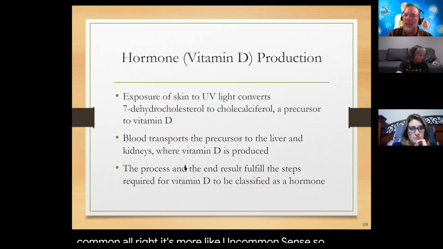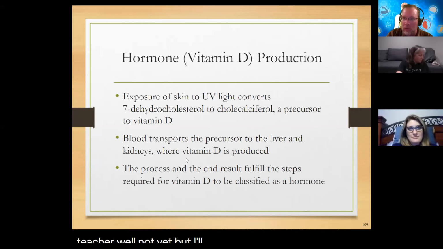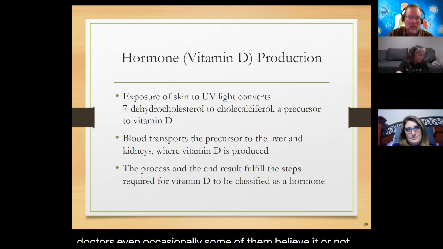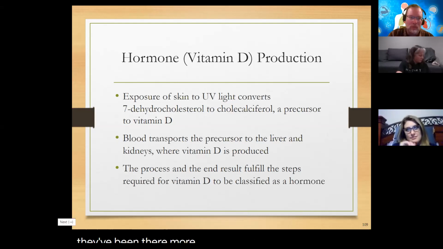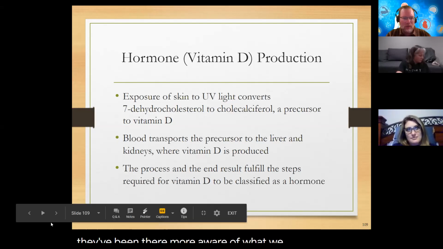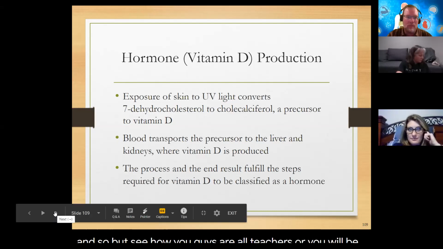Craig, at the beginning, you said you're not a teacher. Well, not yet, but all of you are teachers if you're going to be working in the healthcare industry, right? You're going to be teaching your patients. You're going to be teaching each other. You're going to be teaching the doctors even occasionally. Some of them, believe it or not, are open-minded, so that's a good thing. We've got a new batch in, and they're pretty darn good because they're more aware of what we're talking about. But anyhow, you're all teachers, or you will be to some degree. You're communicators, and that's what's important.